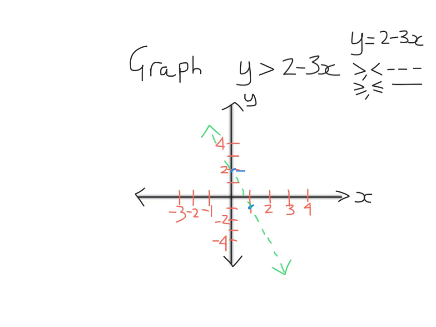So what we have to do is find the required region. The required region is the set of all points on the Cartesian plane that satisfy this inequality.